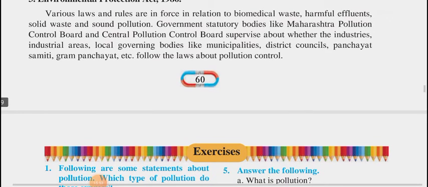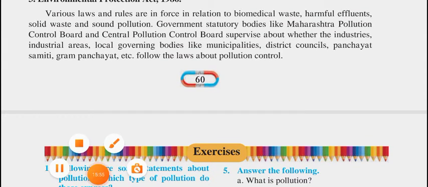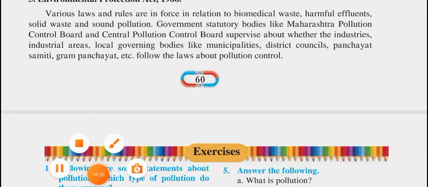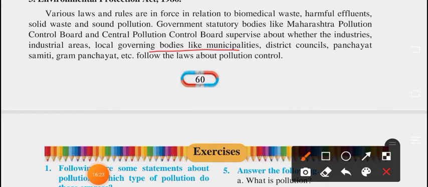Various laws and rules are in force in relation to biomedical waste, harmful effluents, solid waste, and sound pollution. Government statutory bodies like the Maharashtra Pollution Control Board and the Central Pollution Control Board supervise whether the industries, industrial areas, and local governing bodies like municipalities, district councils, panchayat samiti, and gram panchayat follow the laws about pollution control.